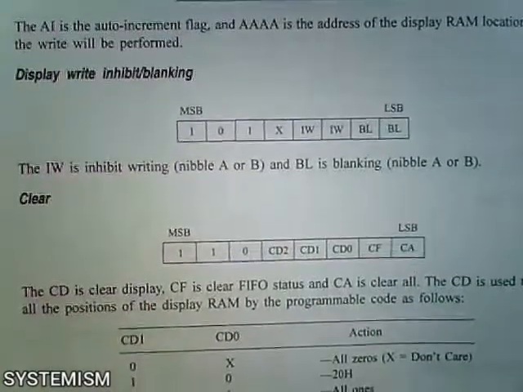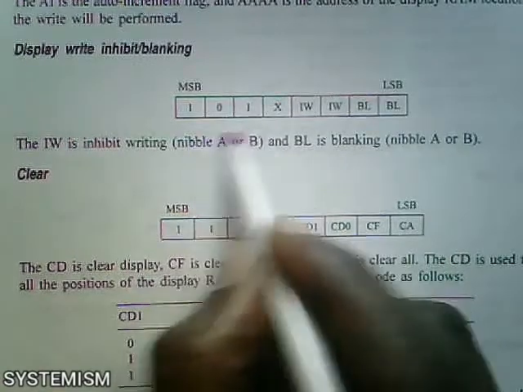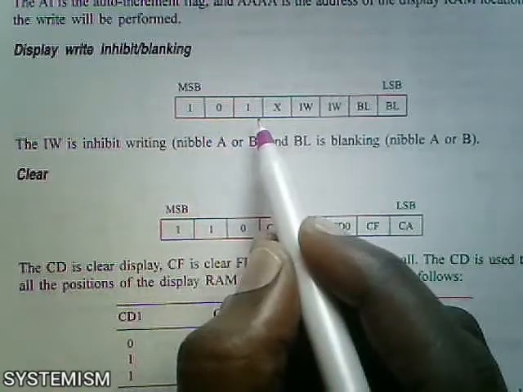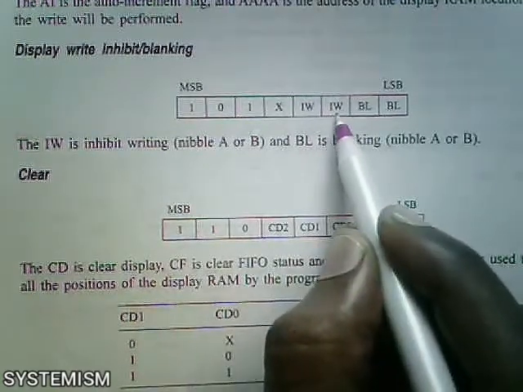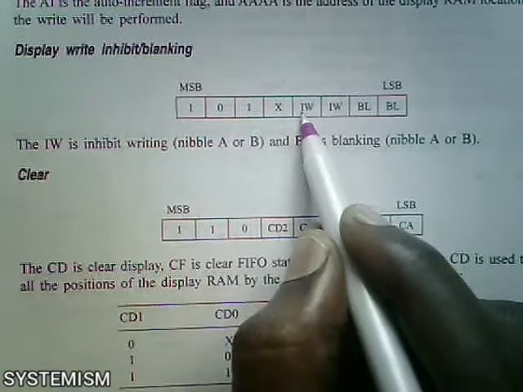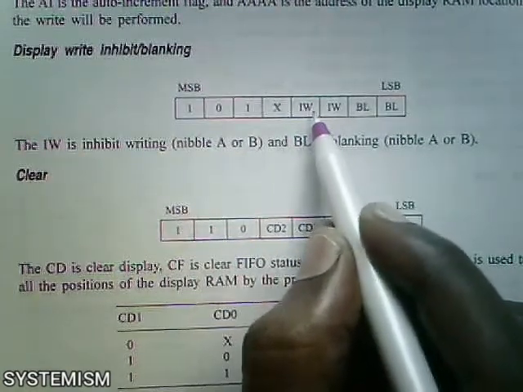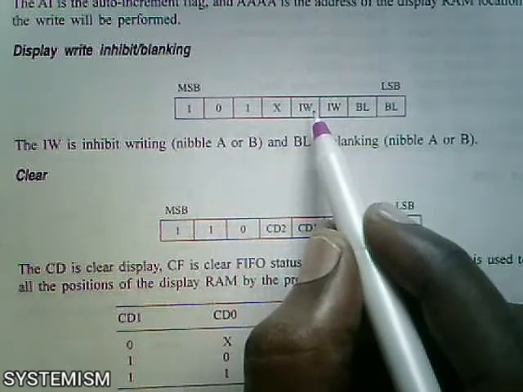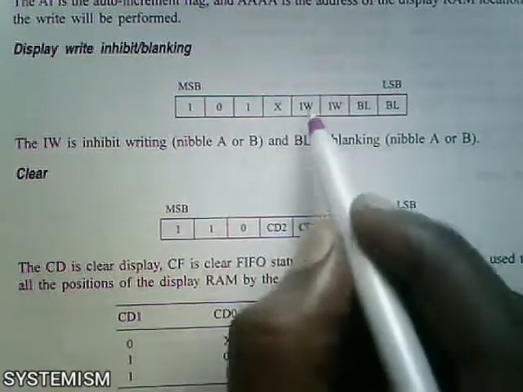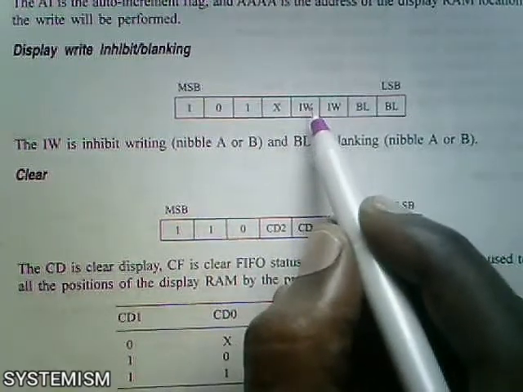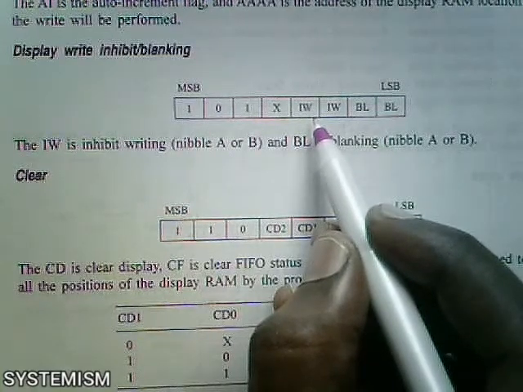So what is this display write inhibit blanking? If you put 101, then it is the command word for inhibit blanking. IW is inhibit word and BL is blanking. Inhibit word means if you put 1 in this, then the display will be maintained the same even if you give new inputs to the display. It will not change for the new input.